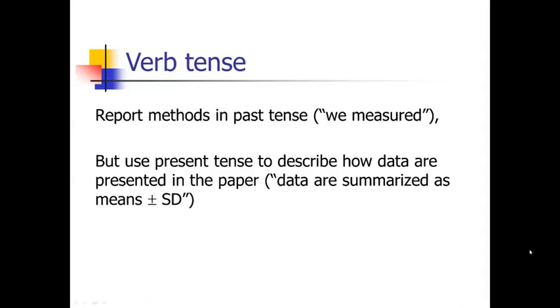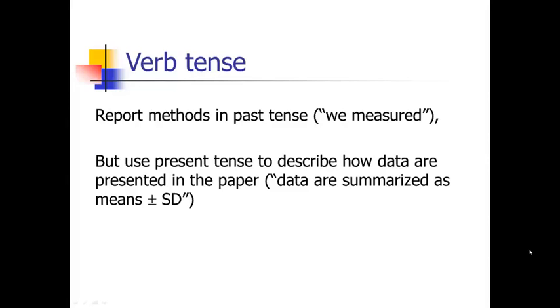For the verb tense in the methods section, as in the results section, you're going to report methods that are already completed in the past tense, because it's already done. We measured, we enrolled, we analyzed, the data have already been analyzed, all that's in the past. But again, same as with the results section, you're going to use the present tense to describe how the data are presented in the paper, because when the reader reads the paper, they're still presented in that way. So you would say data are summarized. Notice the passive voice there.